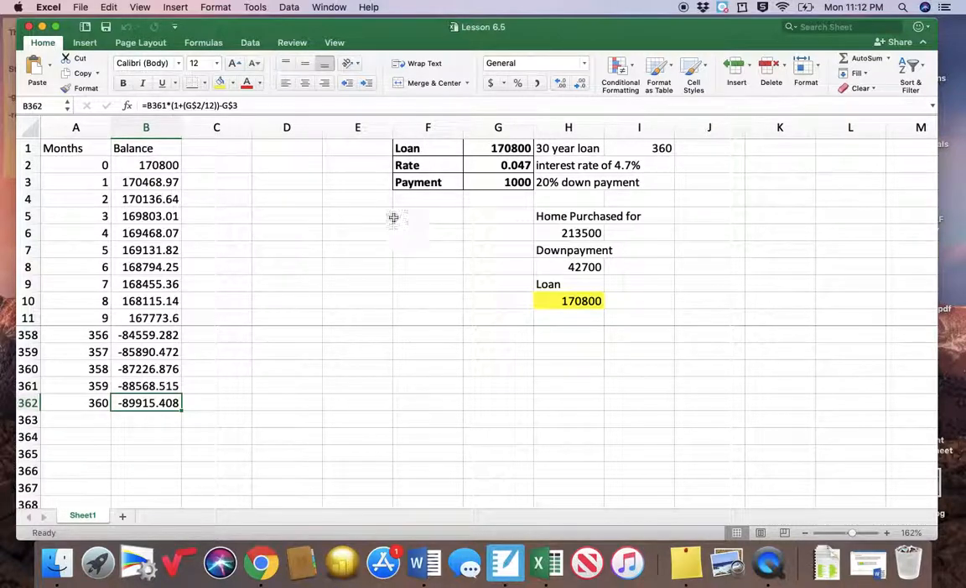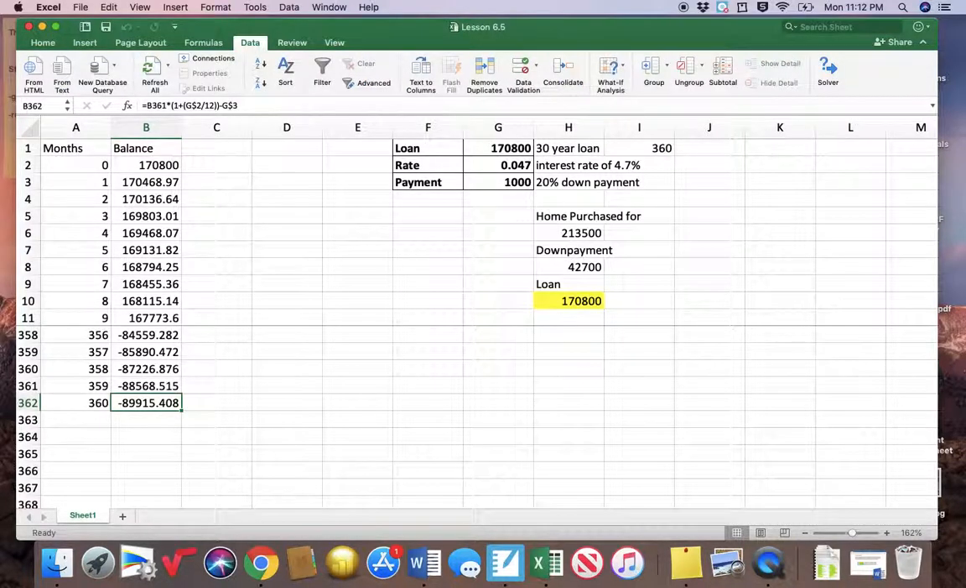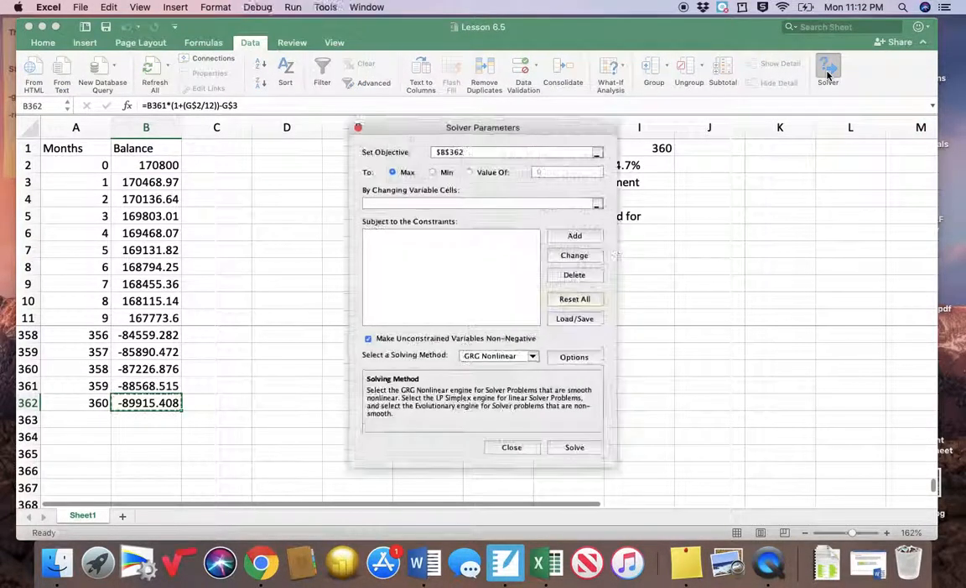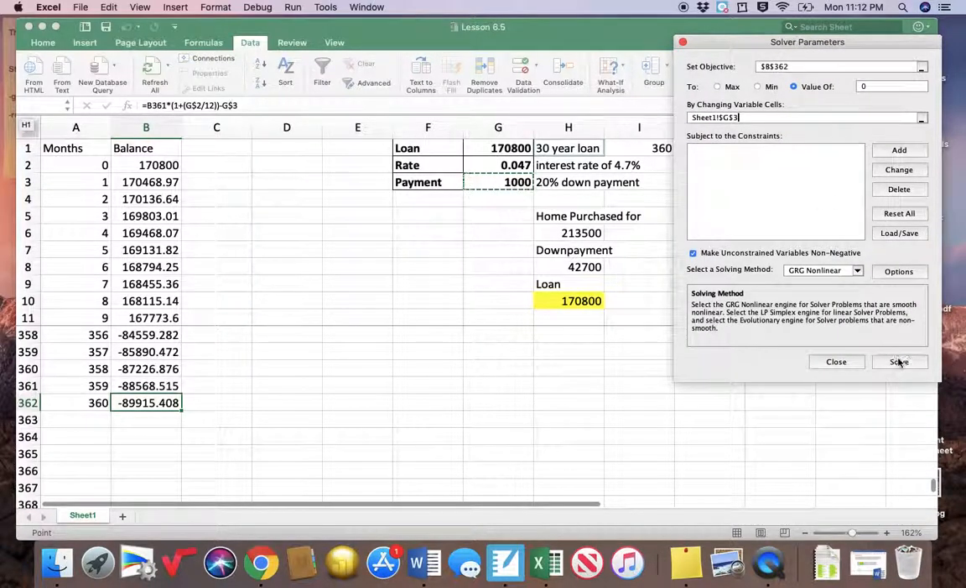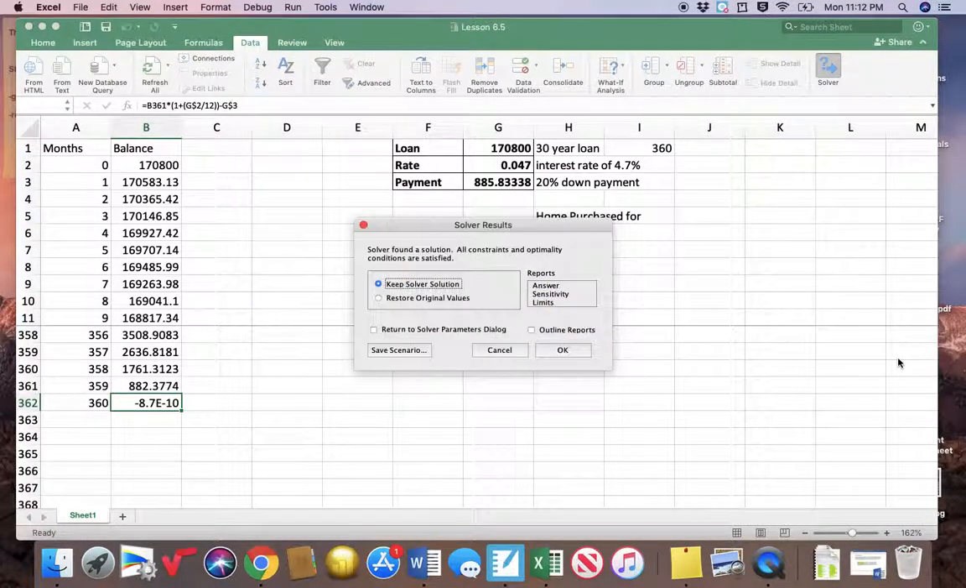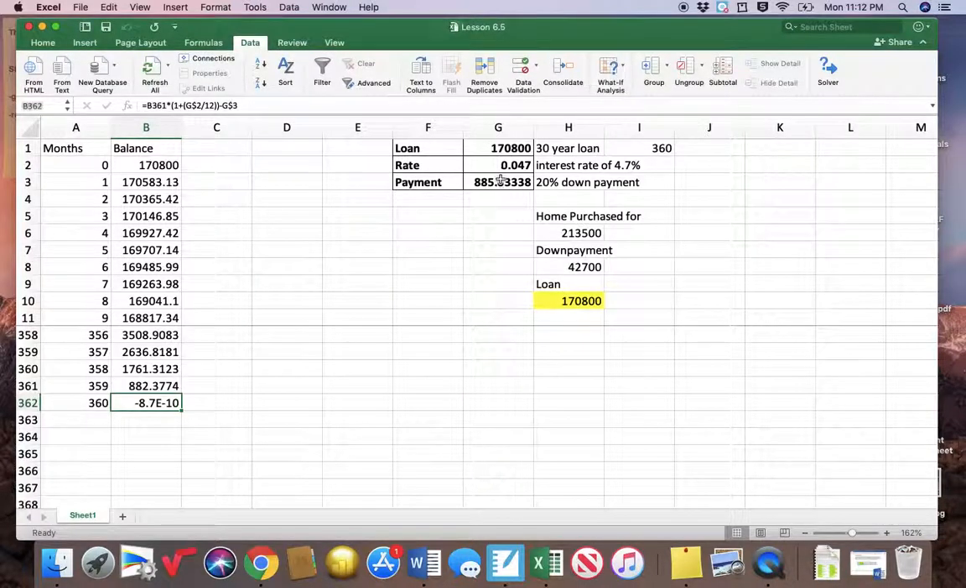All right, so let's give this a go one more time. I'm here, Data, Solver, value of 0 by changing the payment. And there we go, it's going to work this time. Hit Solve, and there it is. It looks like the payment's going to be $885.83, and that loan is going to be paid off.